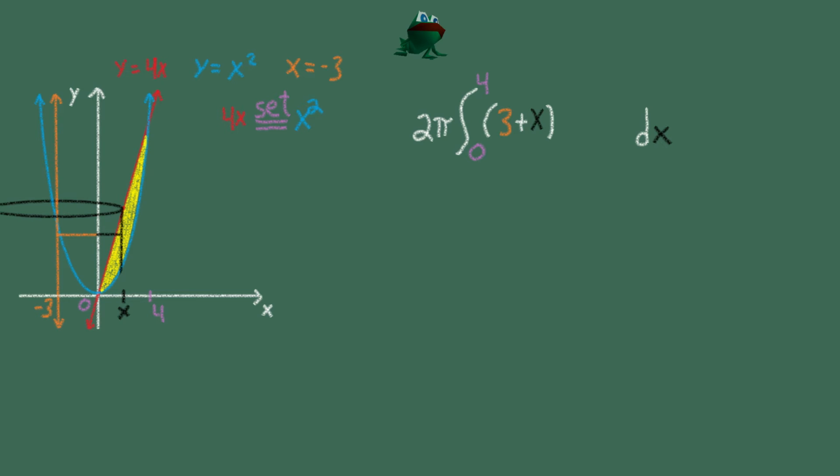Next, we need to find the height of our cylinder over our point x. This is also pretty easy. We see that the top of the cylinder is given to us by the line y equals 4x, and the bottom is given by the curve y equals x squared. And so the height of our cylinder is equal to the top minus the bottom. That is 4x minus x squared. And that's it. We've completed setting up our integral. We now have the world's finest eye drops.